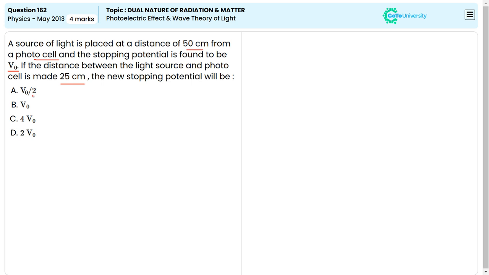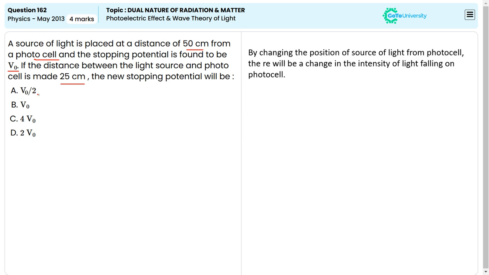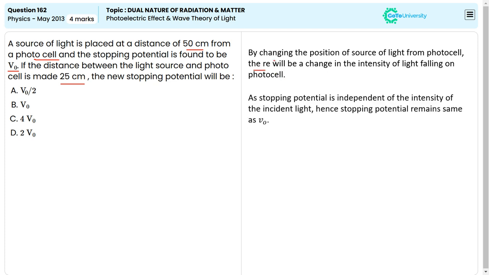We know some basic information related to the stopping potential, that is, by changing the position of the source of light from the photocell, there will be a change in the intensity of light falling on the photocell. Then, as the stopping potential is independent of the intensity of the incident light, the stopping potential remains the same as V naught. There is no change here.